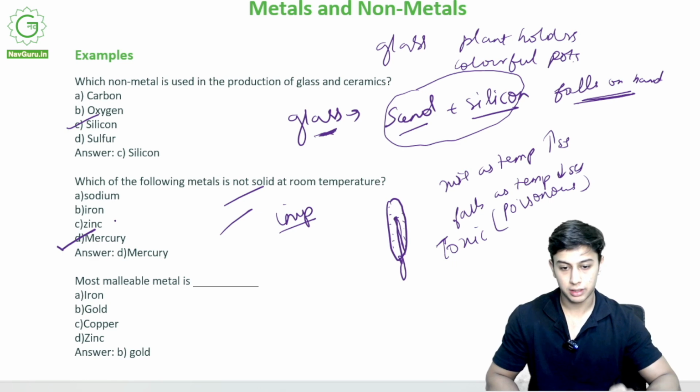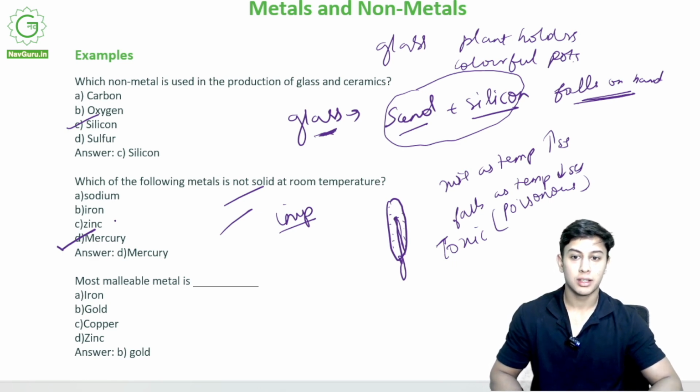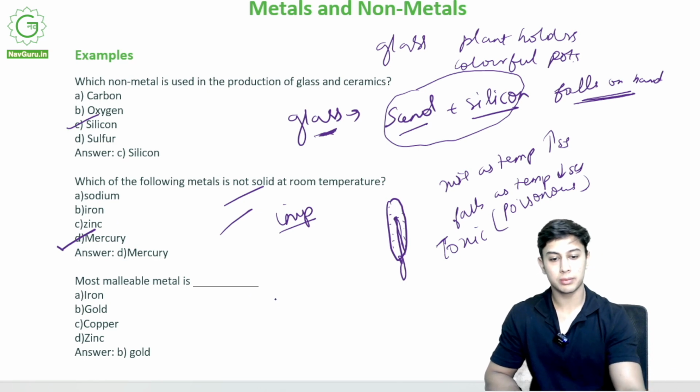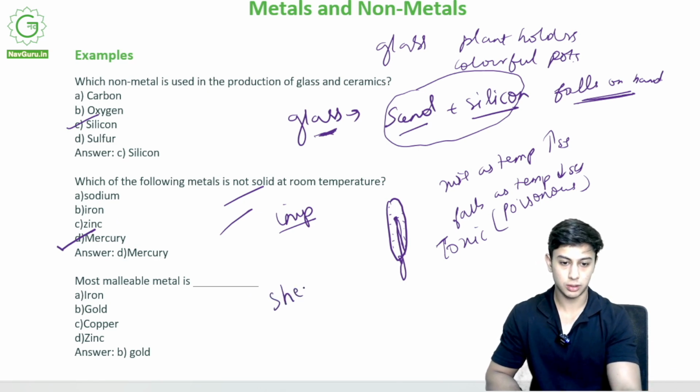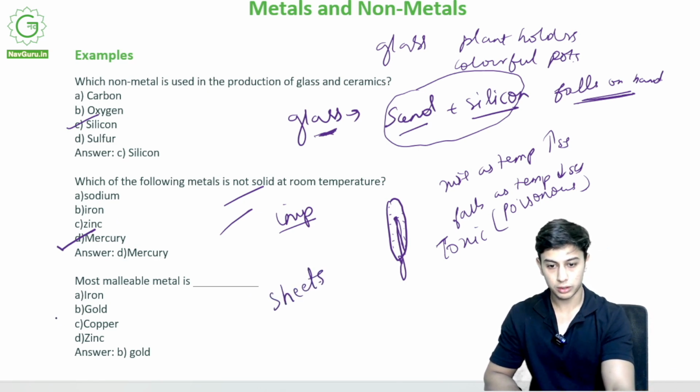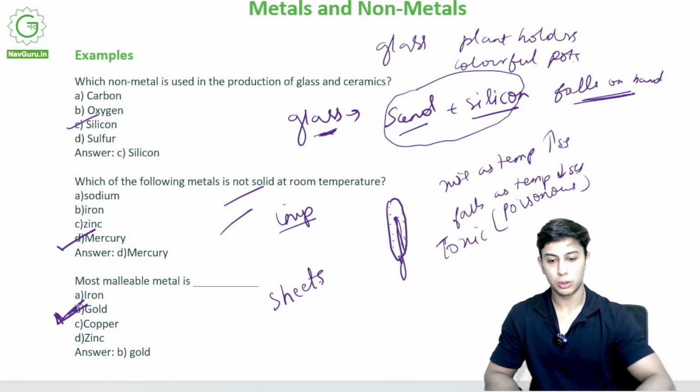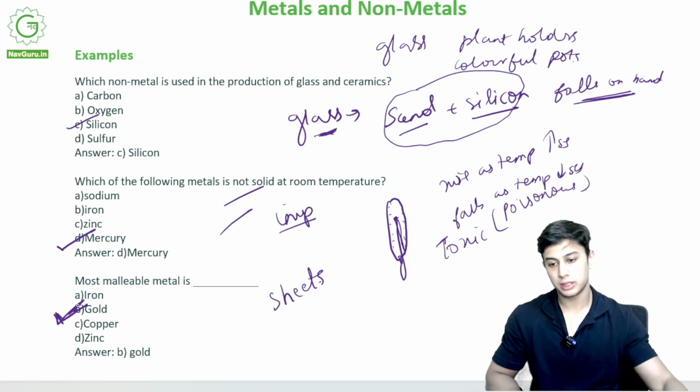Most malleable metal. What is the easiest beaten metal that can be gotten into sheets and all? Gold. Gold can be beaten into thin sheets.